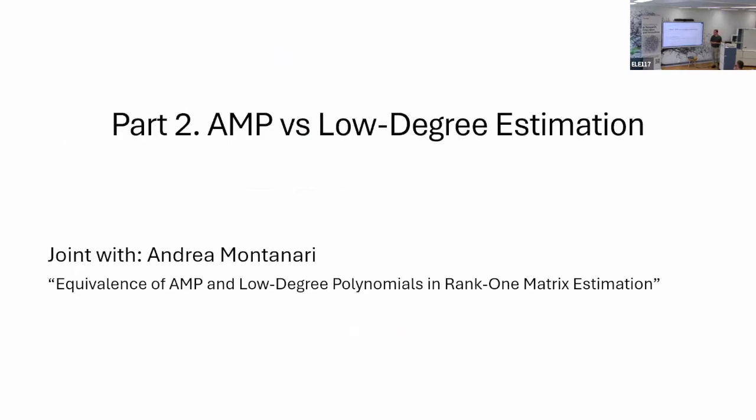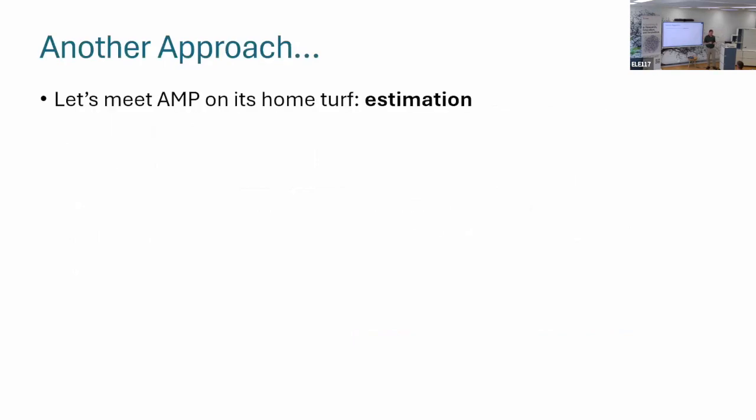So now I want to move on to talking about AMP versus low degree estimation. So we're going to step back and take a different approach. I think, after doing this first thing with the Franz-Parisi, we can agree that it's not really a connection to AMP, right? Only at some high level. So if we really want to connect low degree polynomials with AMP, we need to be answering the same question in both cases.